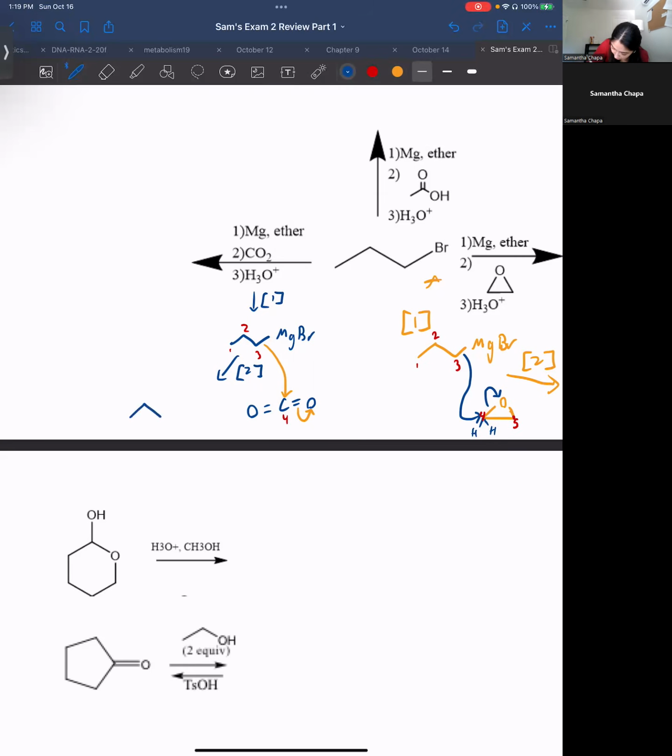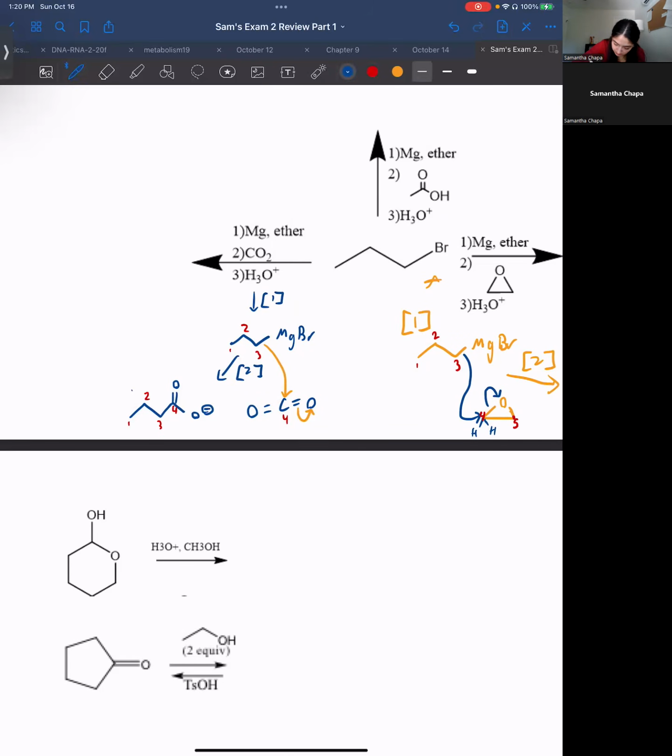1, 2, 3, 4. Double bond on my 4th carbon and negatively charged oxygen on my 4th carbon. 1, 2, 3, 4. There we go.